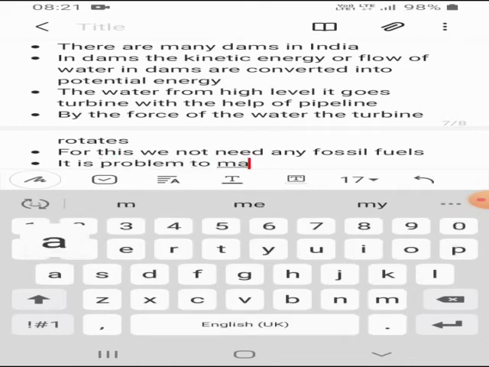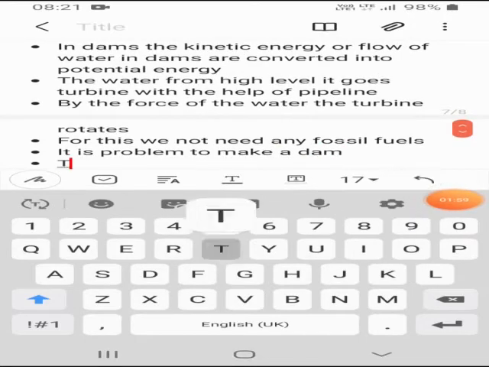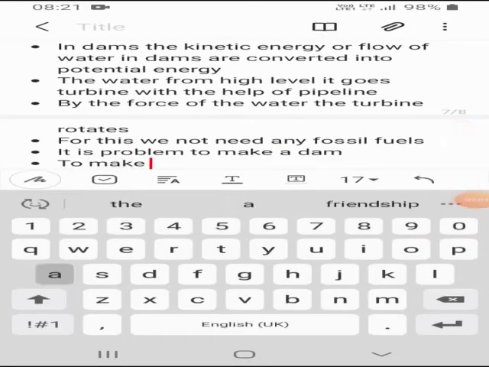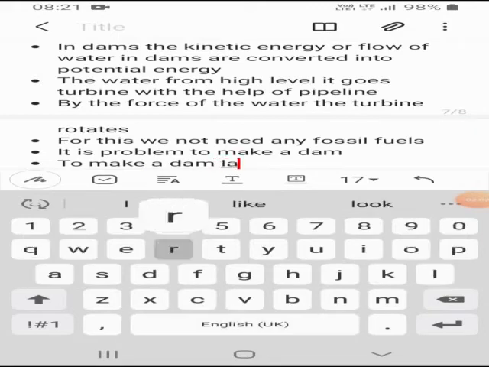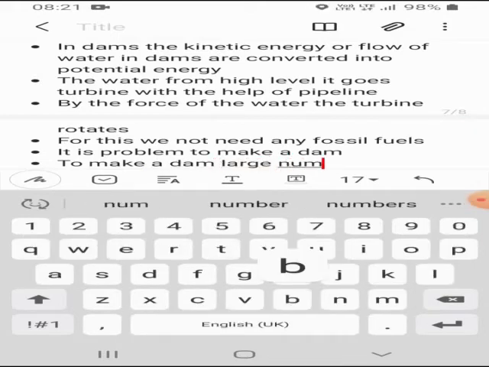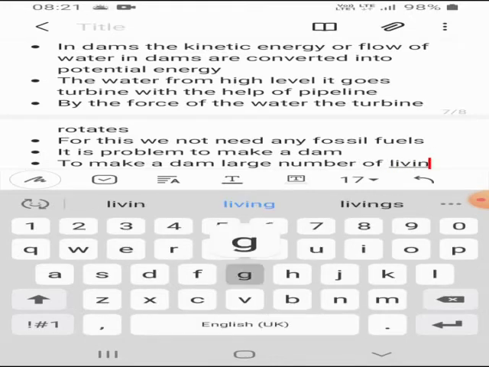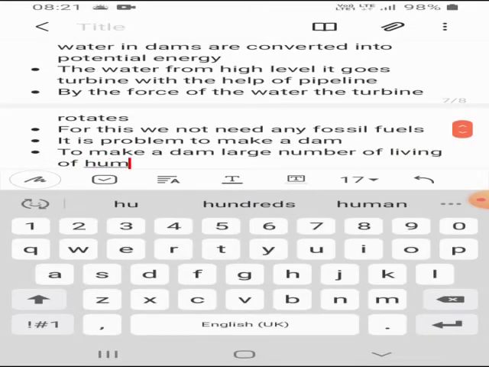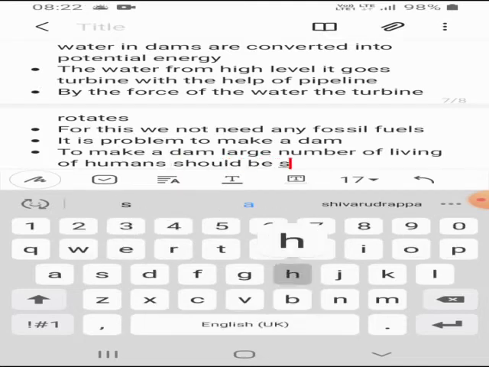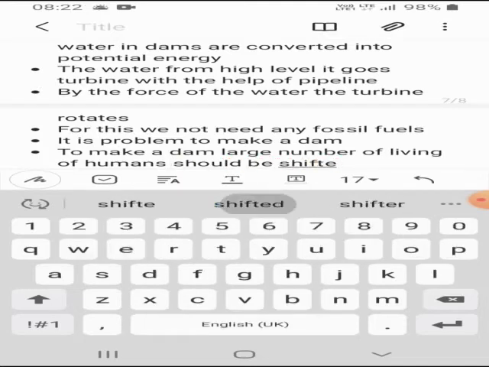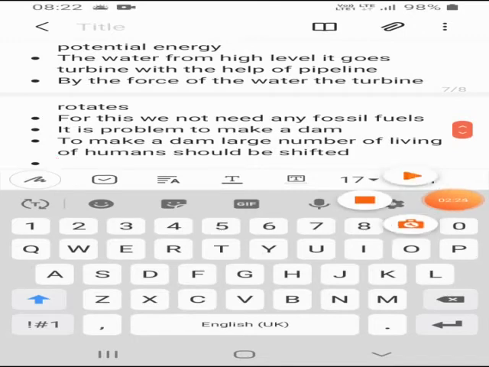But there is some problem in making a dam. To make a dam, if a large number of humans are living in that place, they should be shifted. That is also a problem.